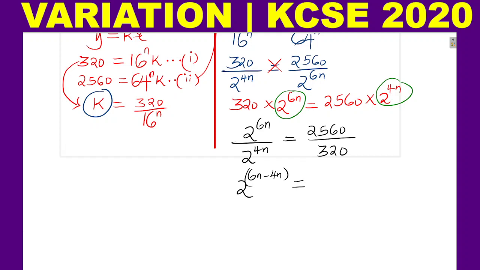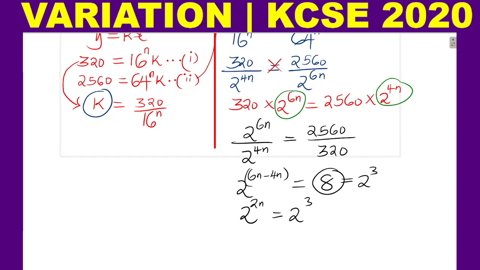This is equal to 2560 divided by 320. That will give 8. So we shall have 2 raised to power 2n, since 6n minus 4n is 2n, is equal to 8. We can write 8 as 2 raised to power 3.